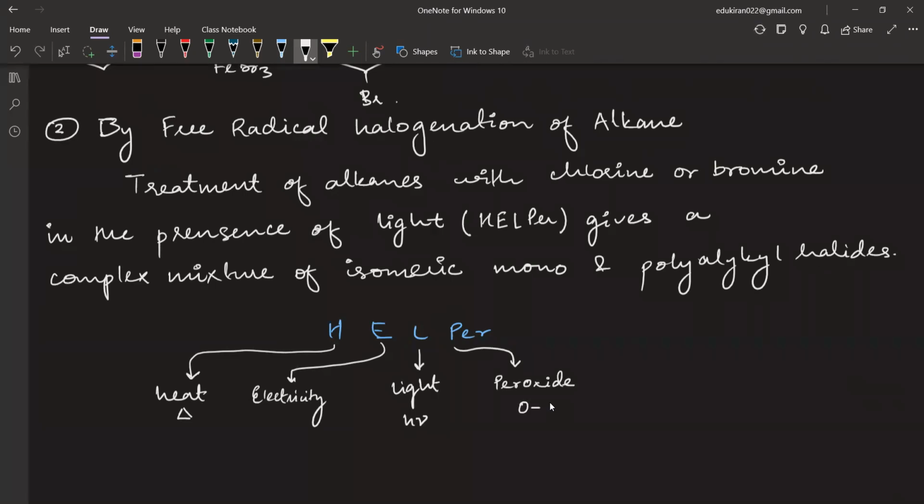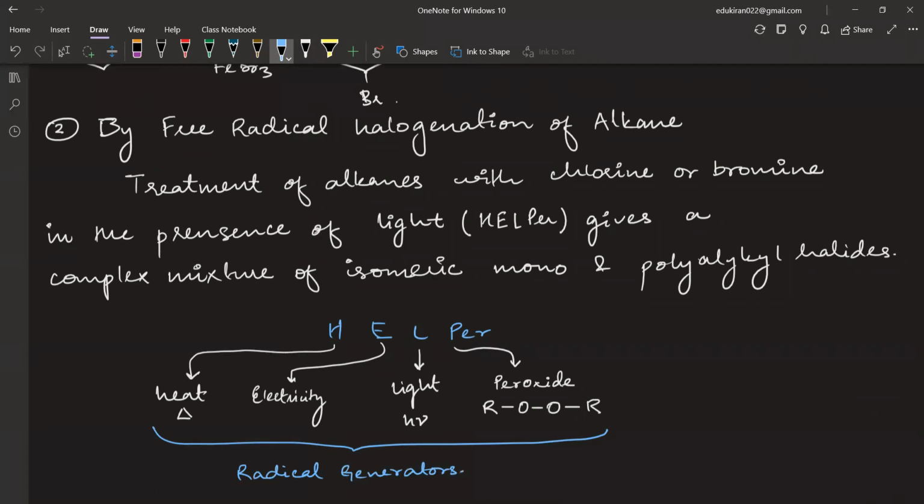Peroxide will have O single bond O, and both of these oxygens will be attached to some alkyl group or benzyl group or something. So ROOR is what? Peroxide. So all of these things are known as free radical generators. That means if you have any of these conditions, whether you are giving heat, electricity, light, or peroxide, then you will be getting a radical. Is that clear? Yes or no? Please tell me. What is meant by free radical halogenation?